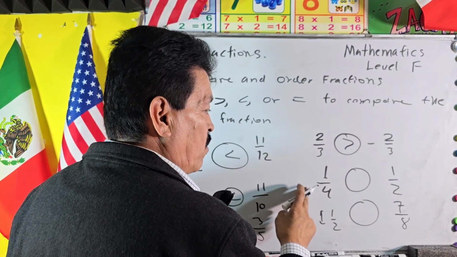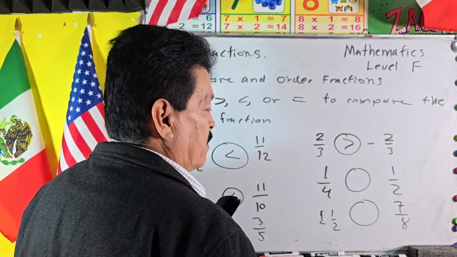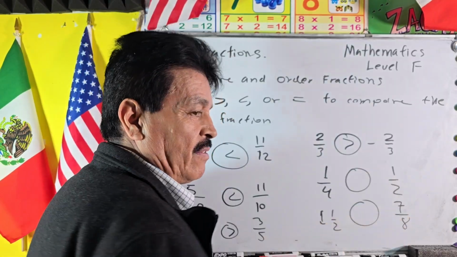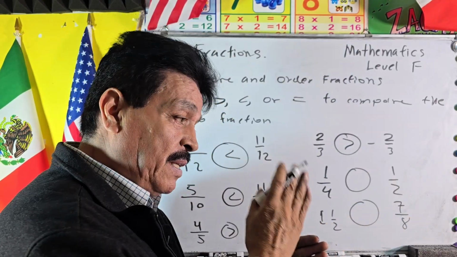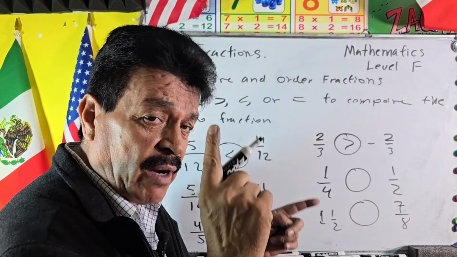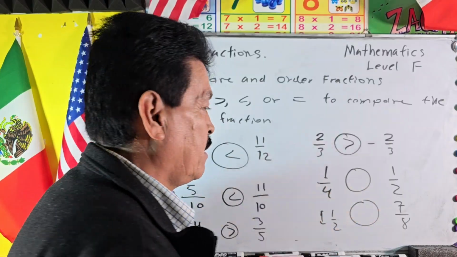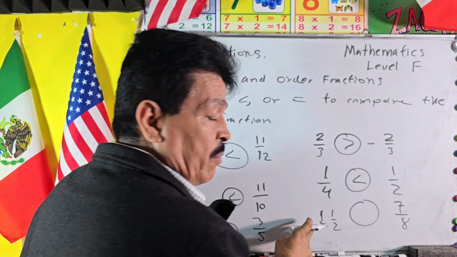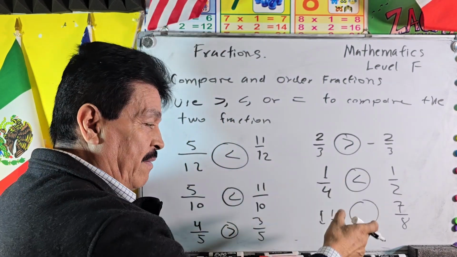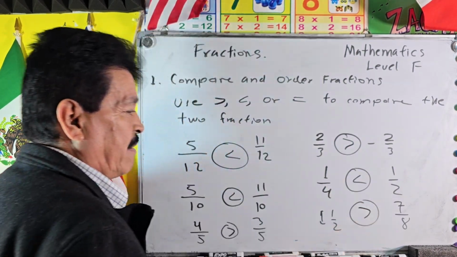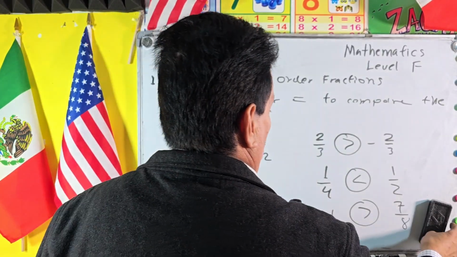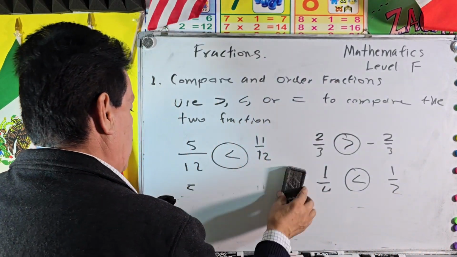1/4, this is 1/4, and we have 1/2. Remember the 4, and then it's a half. You divide something in 4 different pieces, then you have only 1. This is in 2 pieces, so this is less. We have the whole number. 1/2 of course is less than 7/8. Right. That's it. This is to show you how to compare numbers.